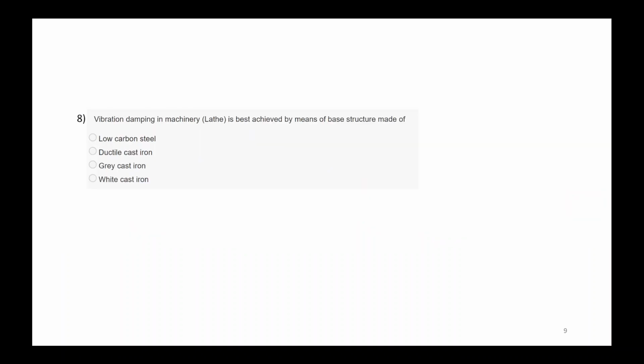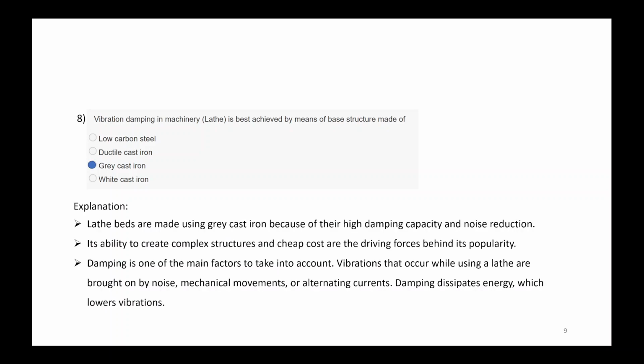Eighth question is, vibration damping in machinery lathe is best achieved by means of base structure made of. So your options are low carbon steel, ductile cast iron, grey cast iron, white cast iron. Answer will be grey cast iron.